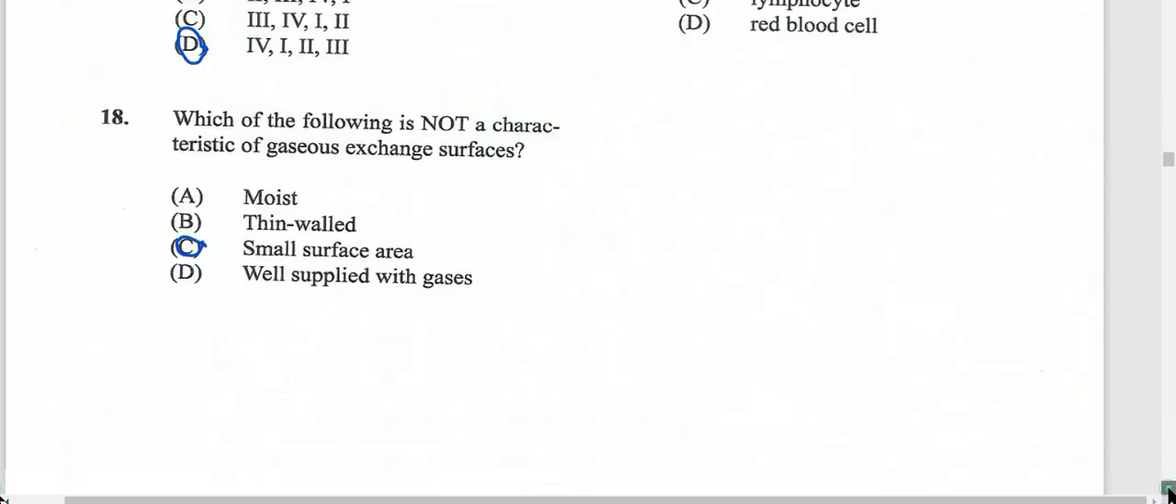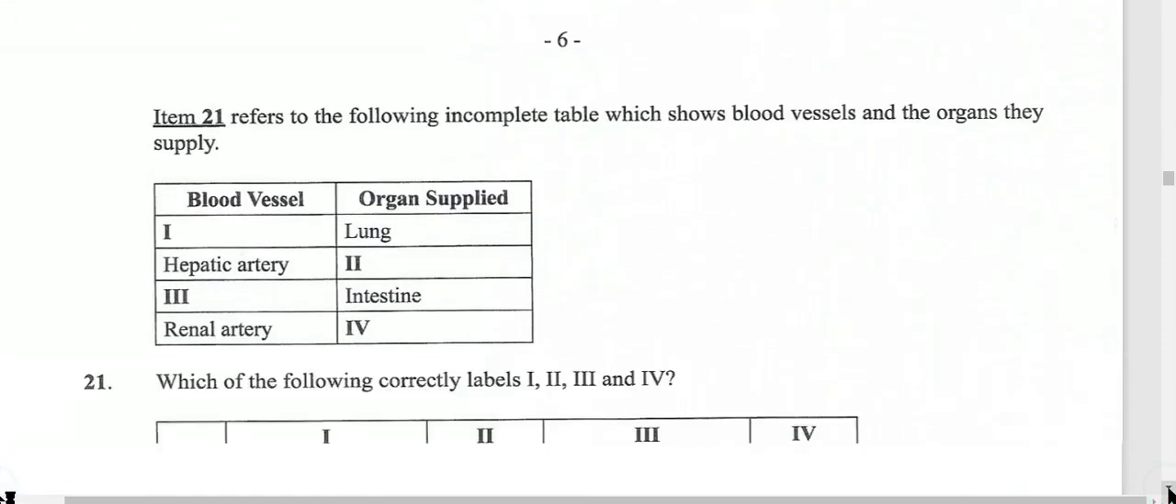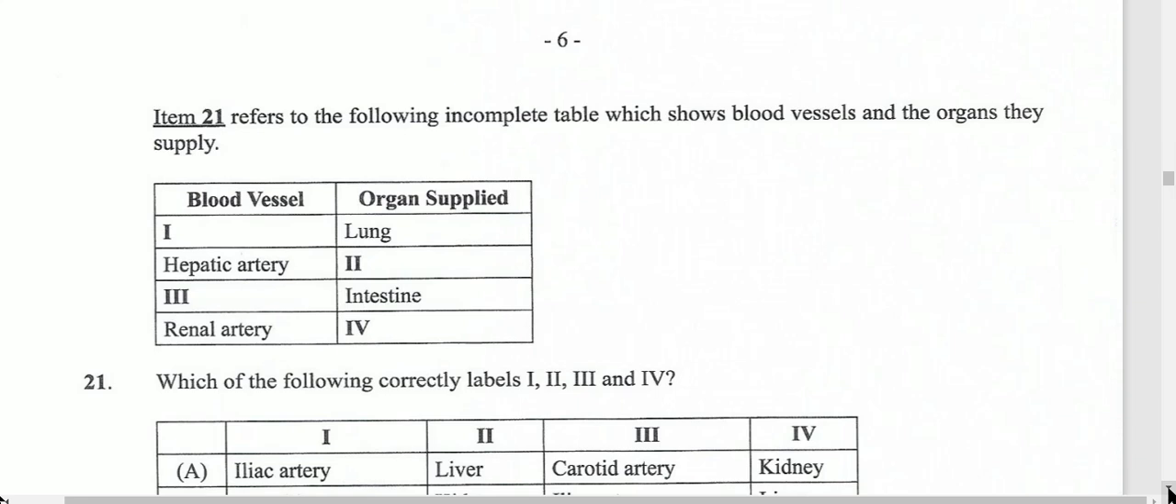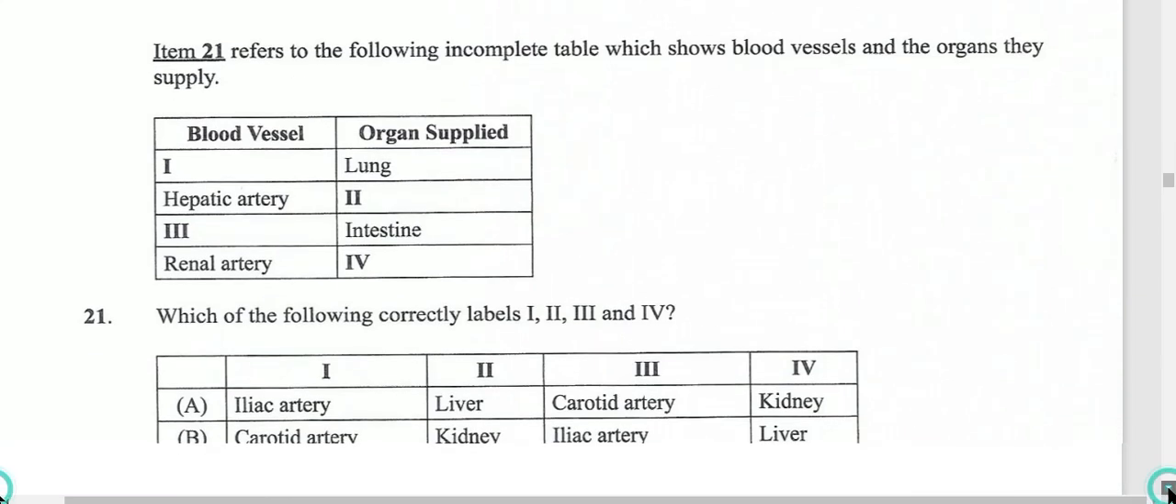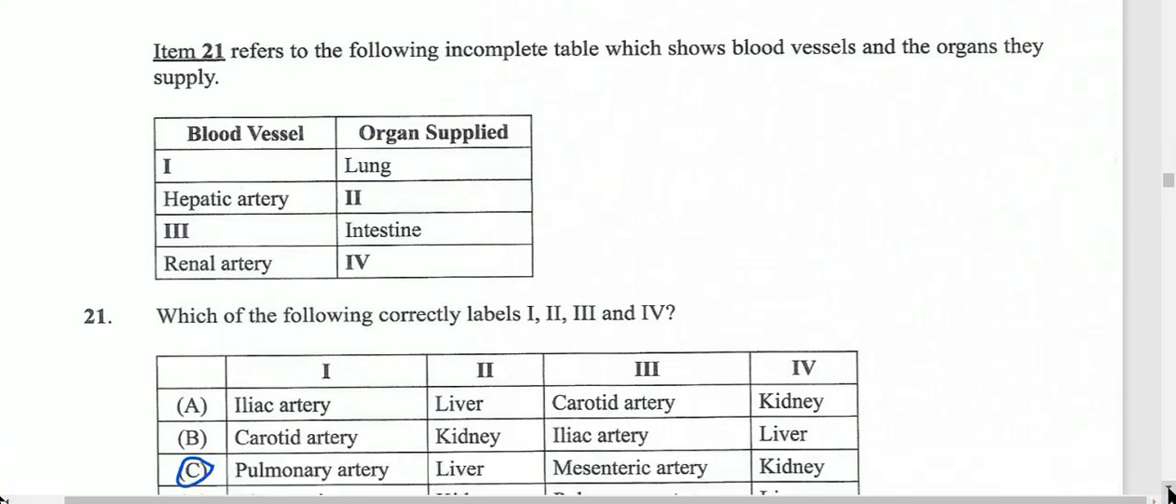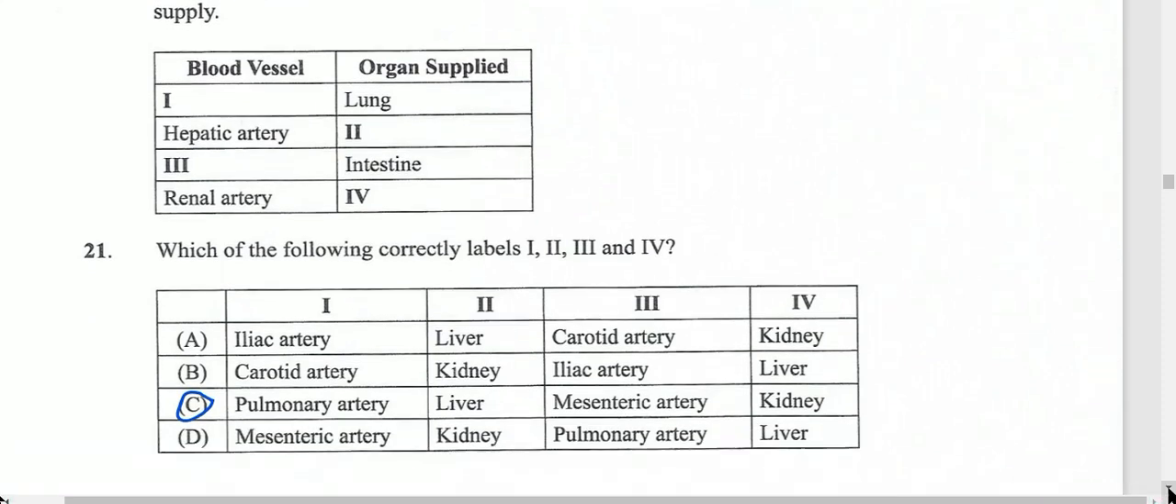And we move on down now to 21. Interesting question it is, and of course it refers to the following incomplete table which shows blood vessels and the organs they supply. The first organ we're looking at here is going to be the lungs, and the lungs are usually supplied by the pulmonary artery. Then we have the hepatic artery, and once you see the hepatic artery, we're talking about the liver. Then we come on down to the intestine, which is of course going to be the mesenteric artery, and of course the renal artery always has to do with the kidney. So our answer here for 21 is going to be C, any day of the week.